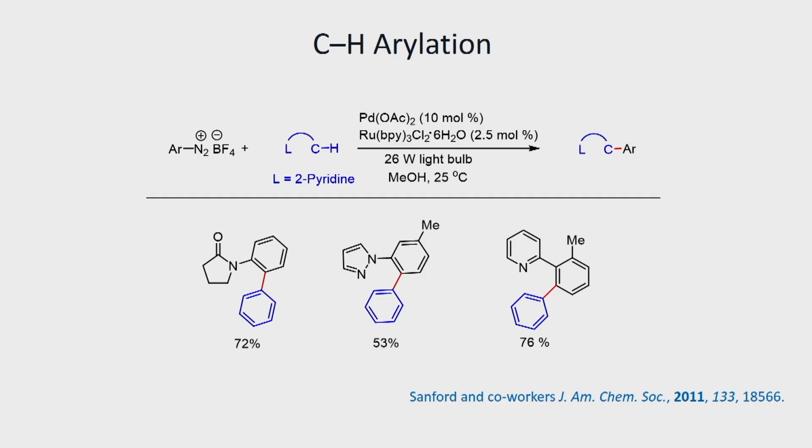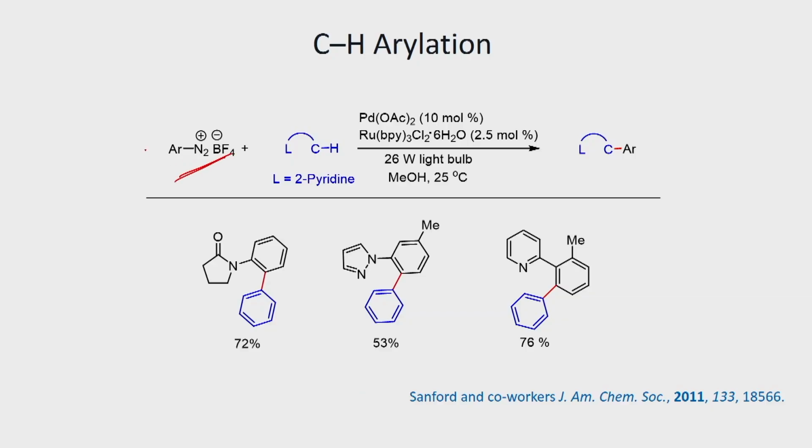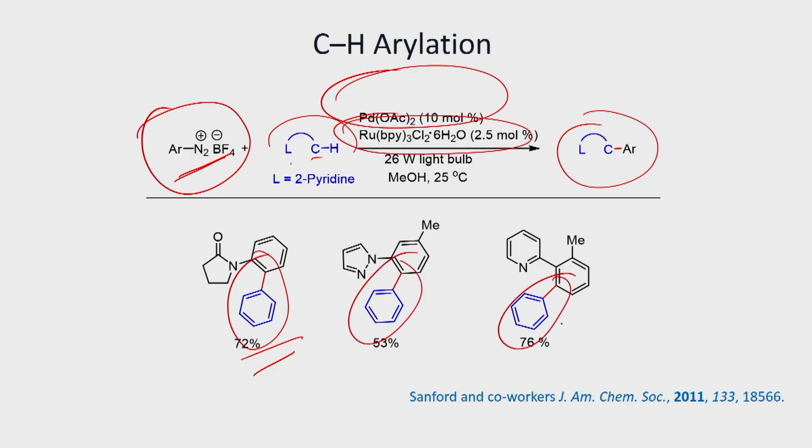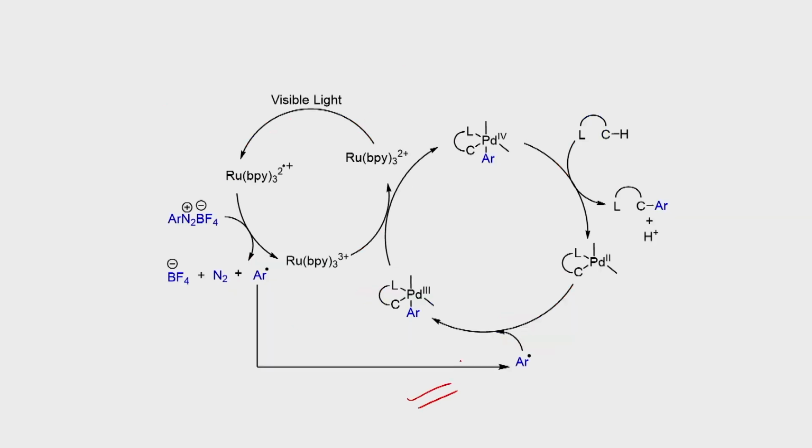So far we have seen some examples for the Sonogashira coupling reactions, and now let us look at the direct CH arylation. In an example shown here, if we have this diazonium salt, in the presence of palladium 2 catalyst and this photocatalyst, you can try to do the direct CH arylation. In this way you can make CC bond formation. Some of the examples you can see here, and you can make the biaryl systems.